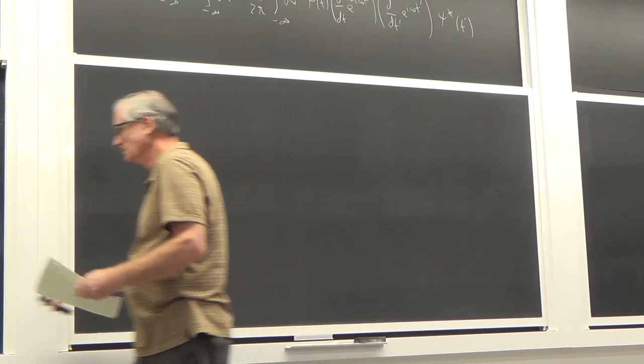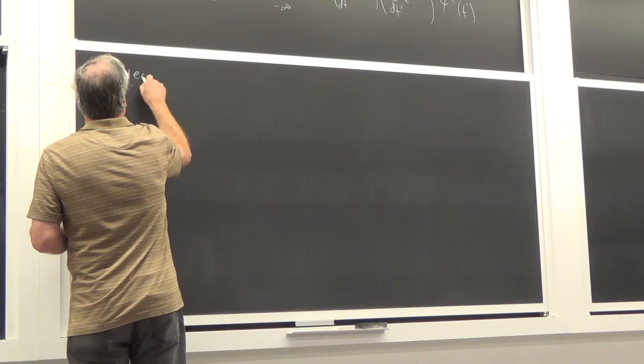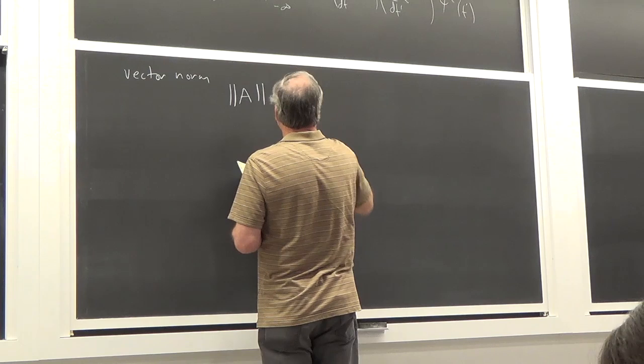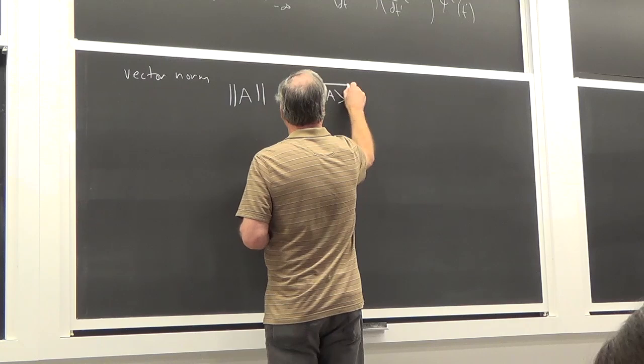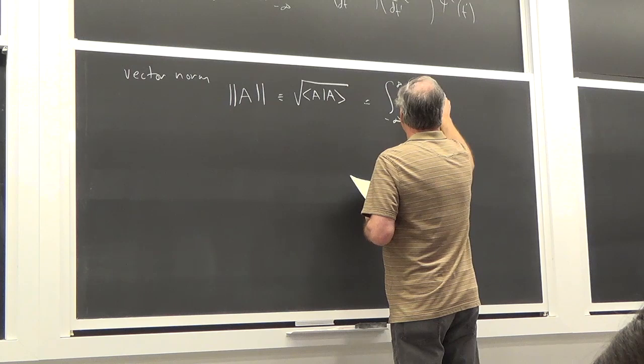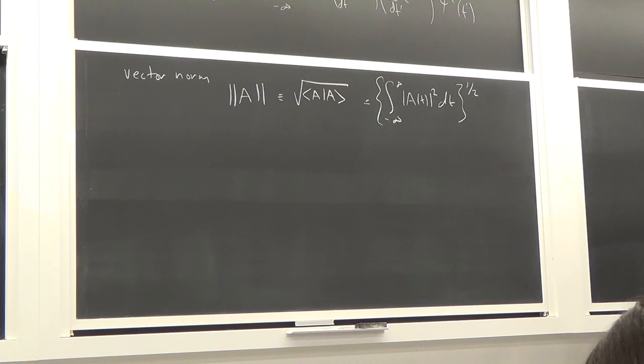Okay, and so then if I have a scalar product, I can define a norm, the norm of a vector. I'll write a double bar for the norm of vector A. That's just the square root of the scalar product of A with itself. That is equal to the square root of the integral from minus infinity to infinity of A of t squared dt, when the square root is defined. So in this vector space of functions, I've defined a norm according to this.